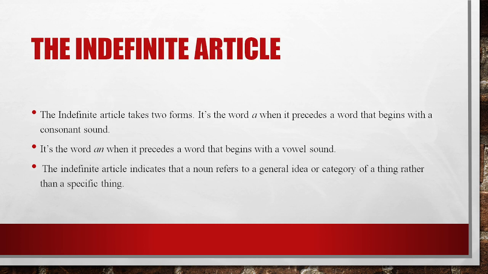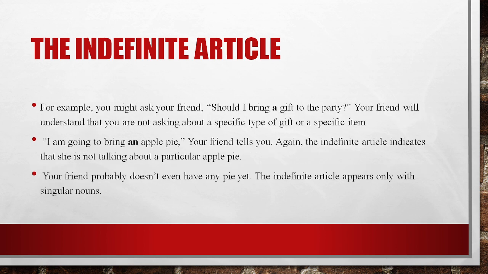The indefinite article takes two forms. It is the word a when it precedes a word that begins with a consonant sound. It is the word an when it precedes a word that begins with a vowel sound. The indefinite article indicates that a noun refers to a general idea or category of a thing rather than a specific thing. For example, you might ask your friend, should I bring a gift to the party?